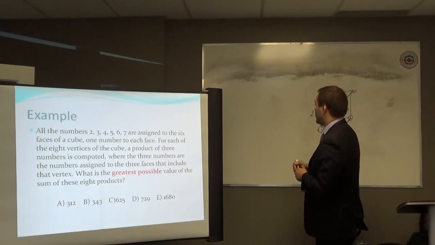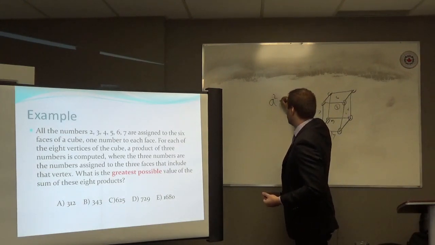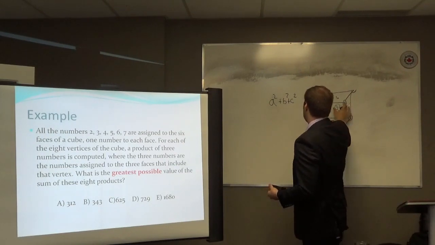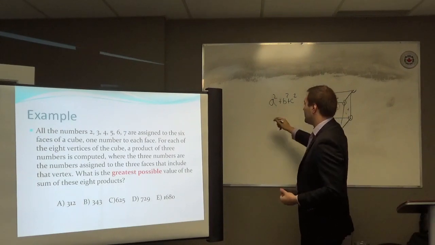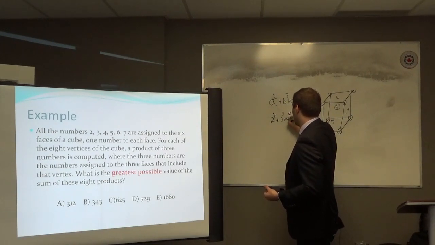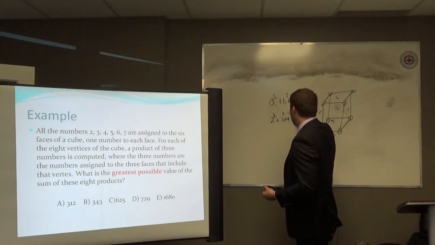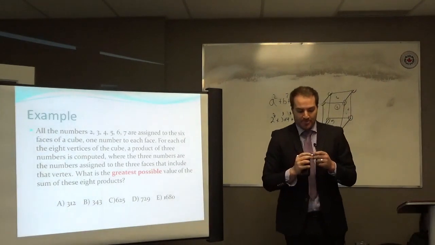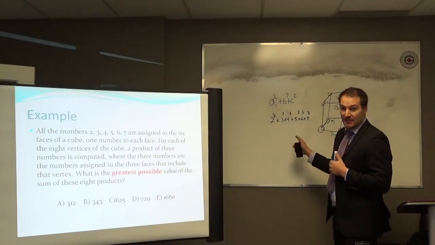So one way you could do it is you could do a cubed plus b cubed plus c cubed, right? If you assigned each of these numbers, right? So it would be 2 cubed plus 3 cubed plus 4 cubed plus 5 cubed plus 6 cubed plus 7 cubed. But that's not going to give you the exact answer because there's a few things that you're missing. That's part of it. That's the beginning of a solution.